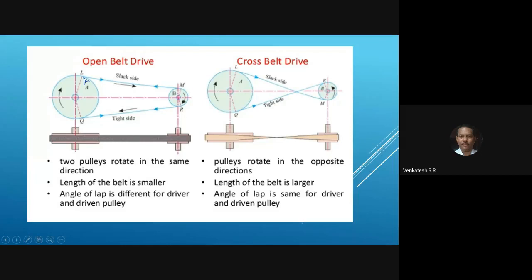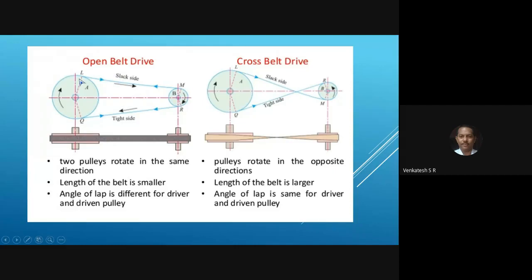Draw a slightly deformed line for the slack side. Connect this point to this, and this point to this. That is, connect point L to M, and Q to R. Mention this is the slack side and this is the tight side. LM is the distance along the slack side, and QR is the distance along the tight side.